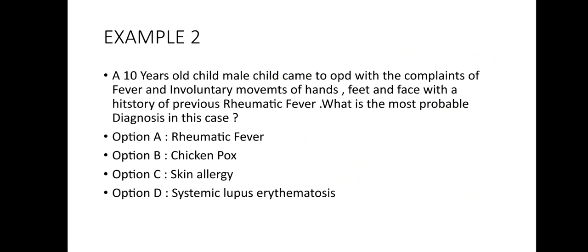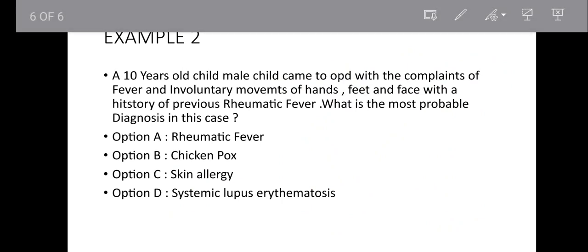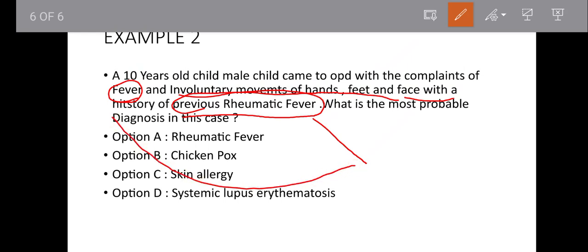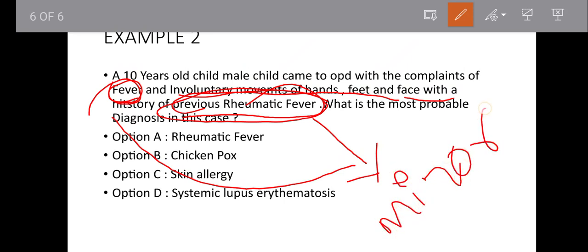And see the second case. A 10 year old male child came to the OPD with complaints of, read the complaints carefully, fever and involuntary movements of the hands, feet and face, with a history of previous rheumatic fever. See the previous history of rheumatic fever and the current fever. These two are considered minor manifestations of the Jones criteria.